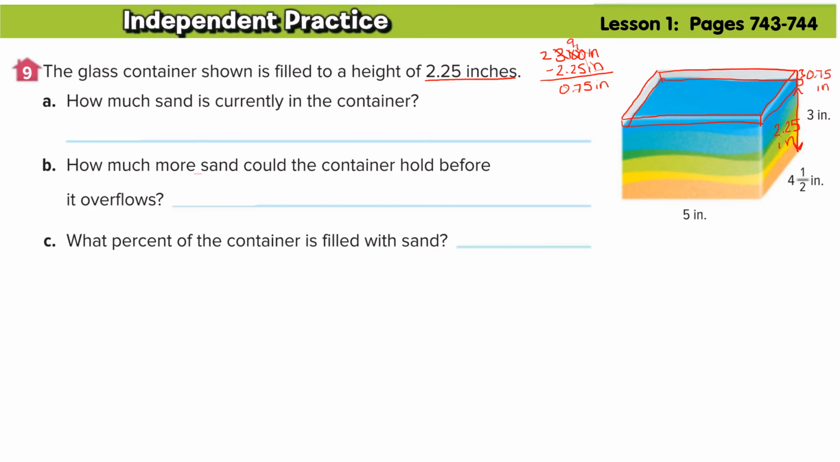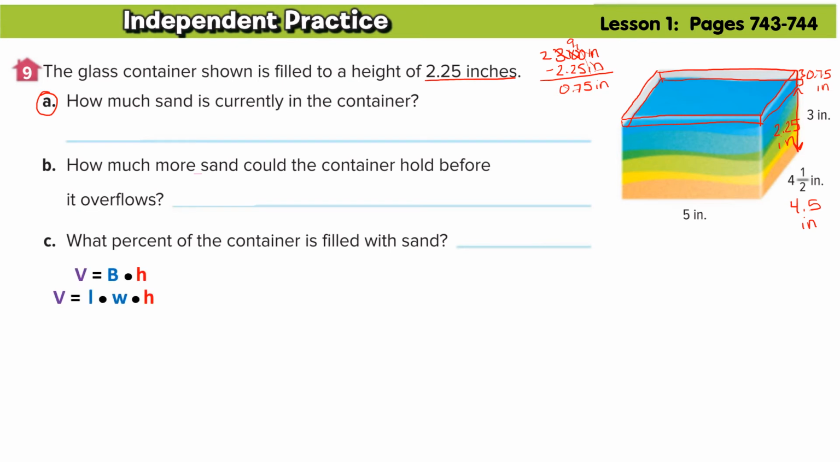Now, both of my numbers are in decimals, so I'm going to change 4.5 inches also into a decimal, so I'm working all with decimals. Now I have all the measurements that I need to solve my problem. So for A, it says how much sand is currently in the container.